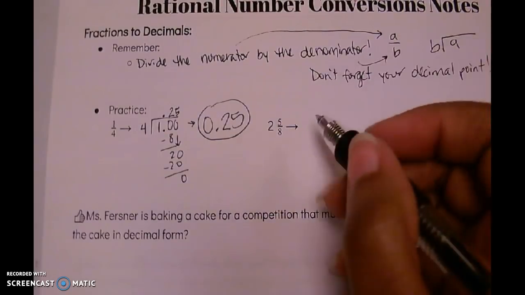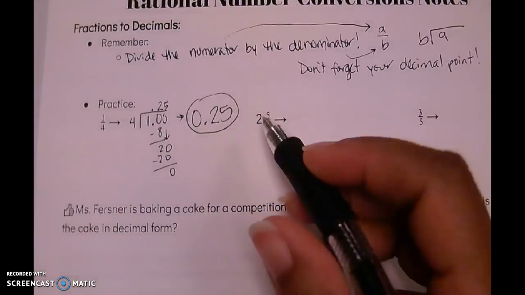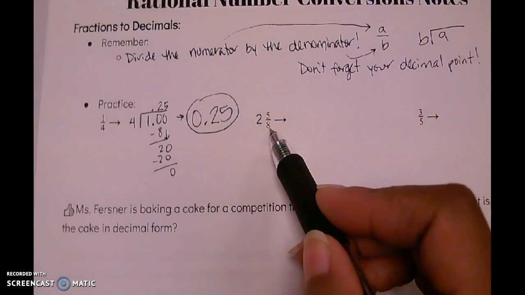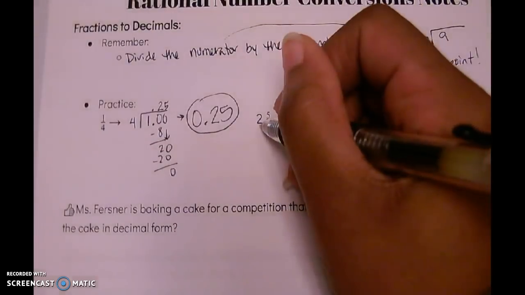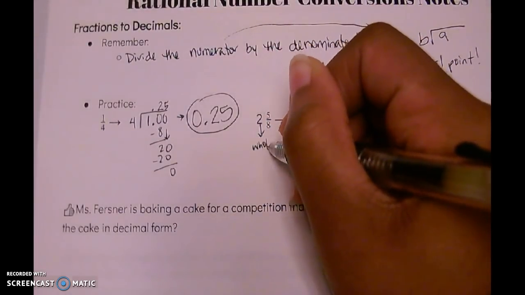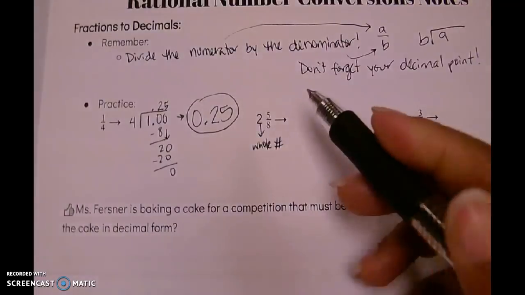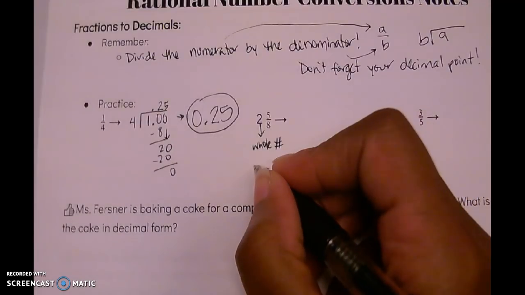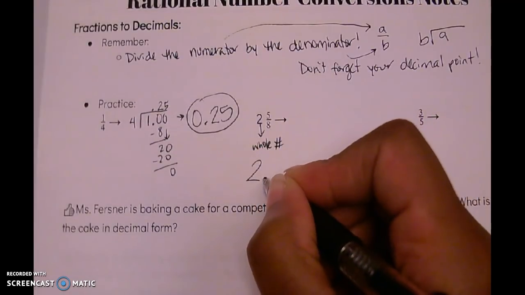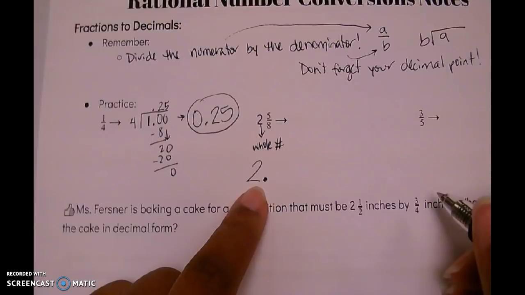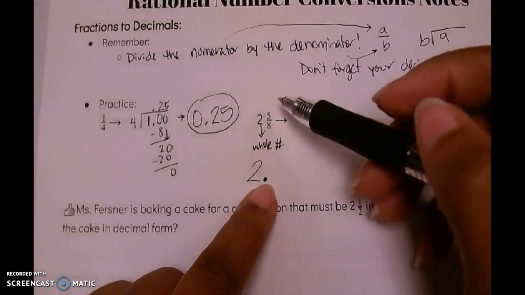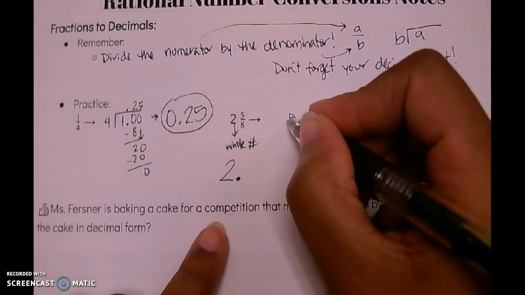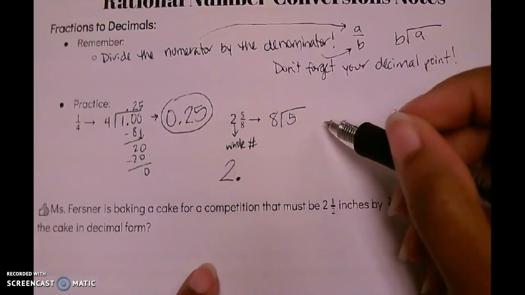Matter of fact, let me start you off on this problem. Okay? Here we have 2 and 5/8. Now here's something you need to remember. This 2 is a whole number. So that means that this 2 is going to be in front of the decimal. So we can go ahead and already start the decimal off, it's going to be 2 point something, whatever this 5 over 8 is. So I'm going to set this up 5 divided by 8, and I'm going to solve it out.